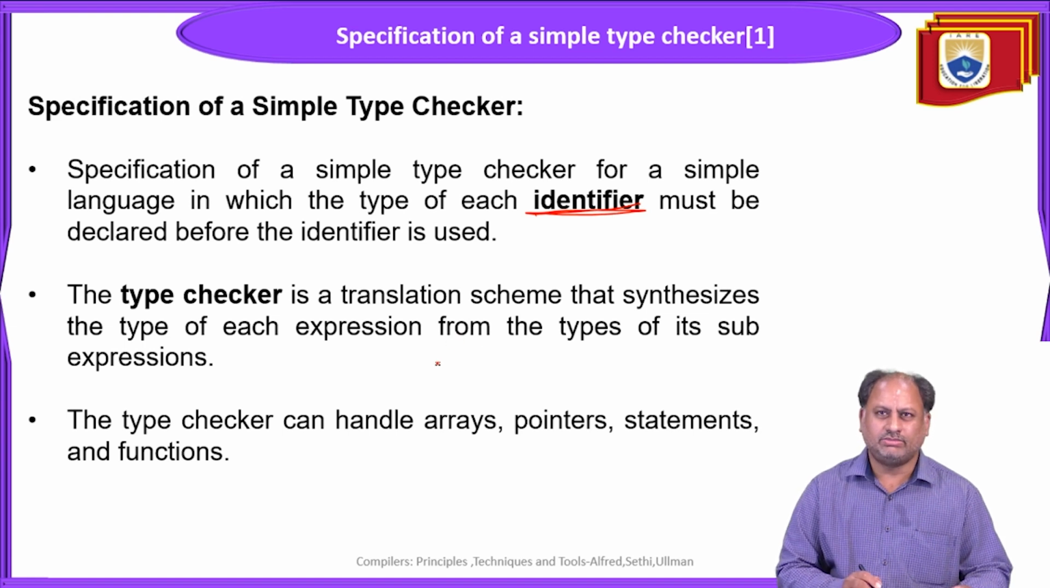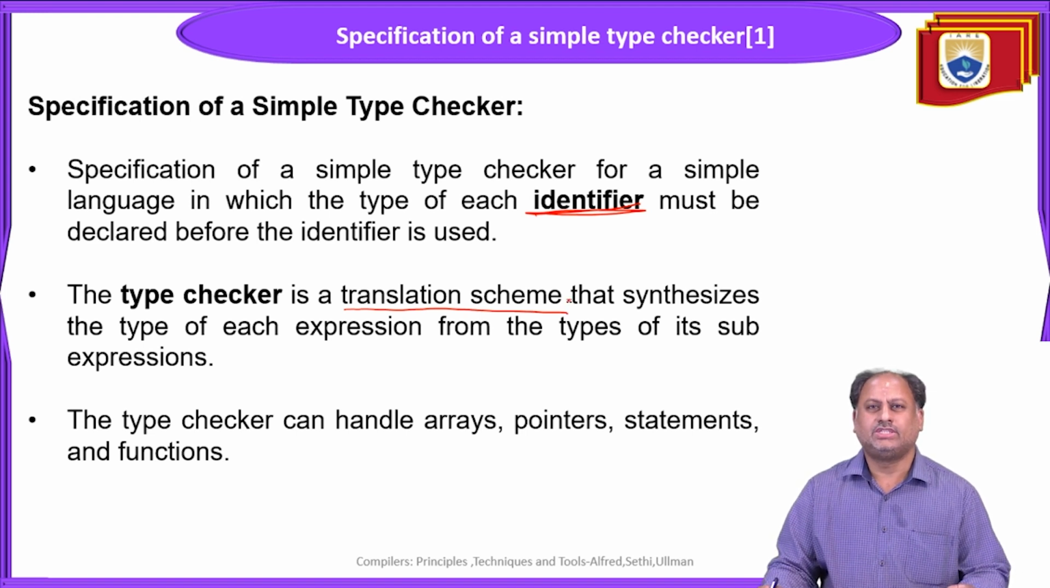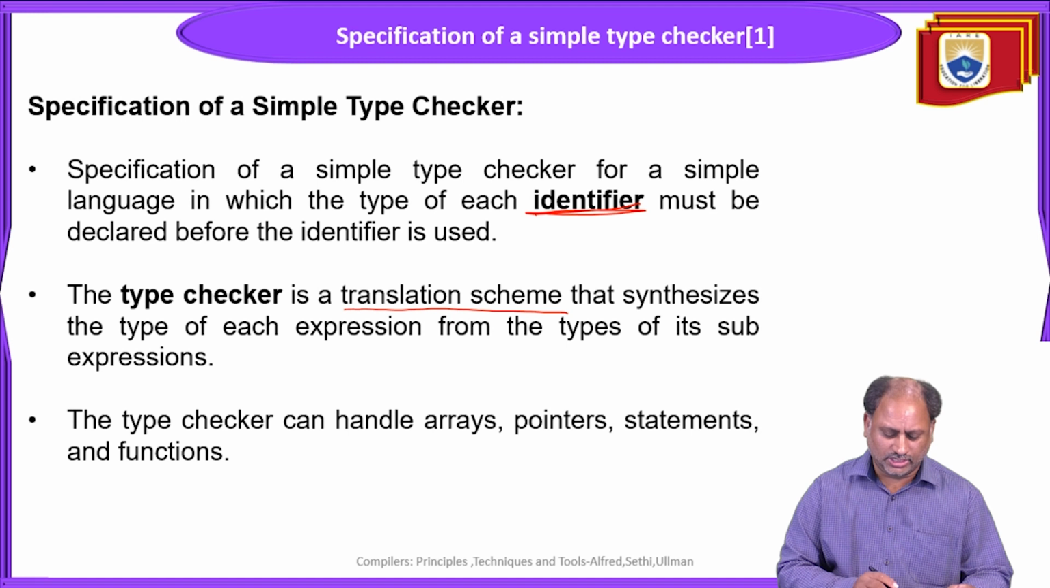Here, type checking is a translation scheme which synthesizes the type expression from the types of its sub-expressions. The expression of each type can be verified, and the sub-expressions are also verified. Together they can be translated with an expression notation that is also verified by the type checking process. We'll see with an example how this type checking works.